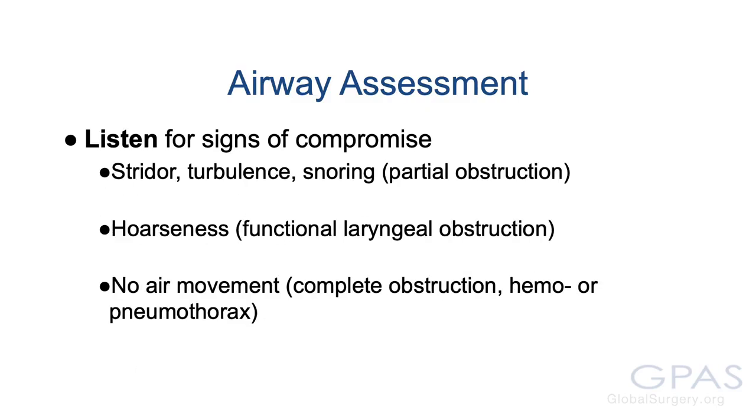We listen for signs of compromise. We listen for a stridor, turbulence, snoring, all of which may indicate partial airway obstruction. Hoarseness of voice may indicate functional laryngeal obstruction. No air movement is often an alarm sign that indicates complete air obstruction and may be caused by multiple factors including pneumothorax or hemothorax.